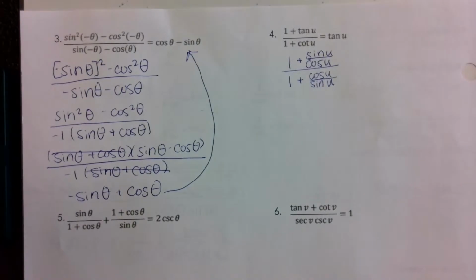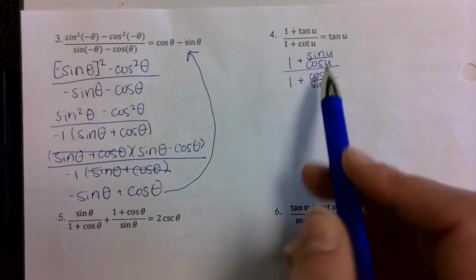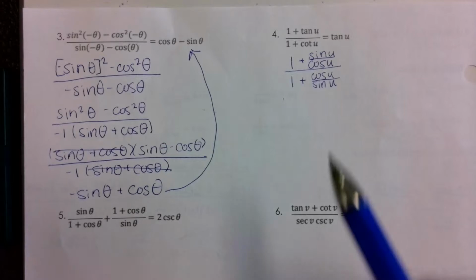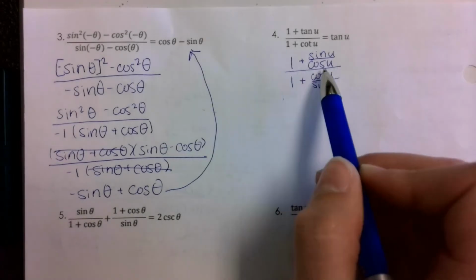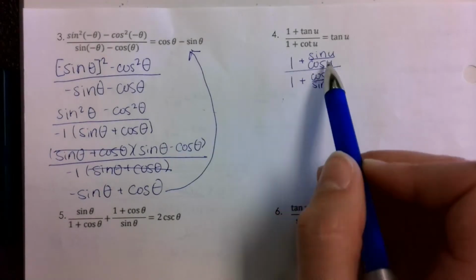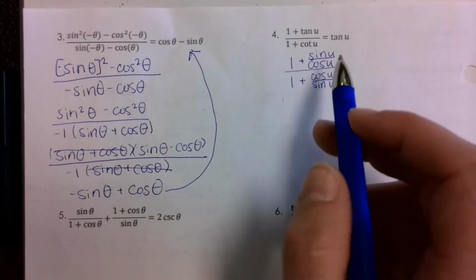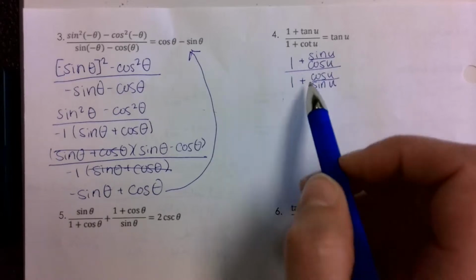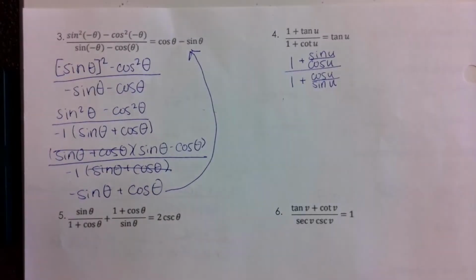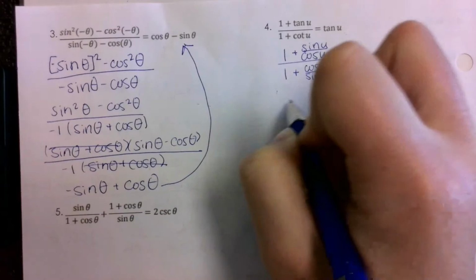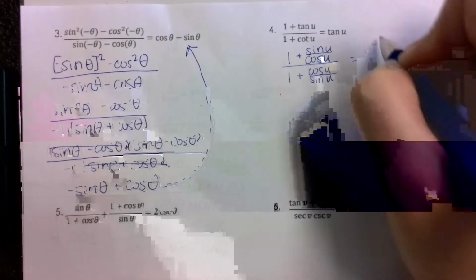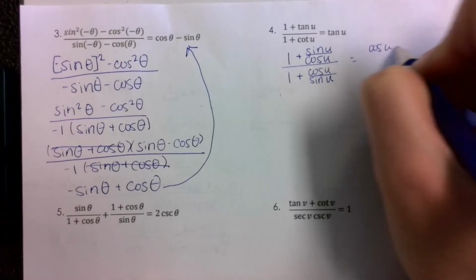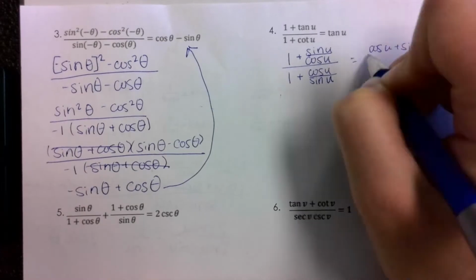Then you've got to get common denominators in your numerator and your denominator, separately. So in the numerator, we can multiply 1 by cosine. That'll be cosine plus sine over cosine. Does that make sense? So I'm going to do that over here. Cosine plus sine over cosine.